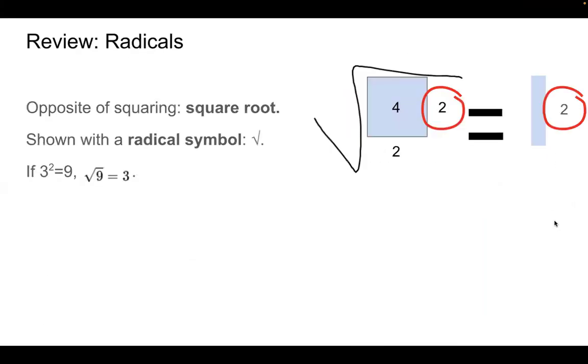All right. Radicals are the opposite of squaring. Well, the opposite of squaring is square root. These are shown with the radical symbol, which we have on the slide. For example, if 3 squared is 9, the square root of 9 is going to be 3. We tried to visualize that for you on the picture to the right as well.